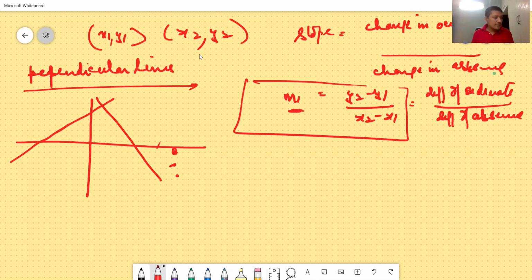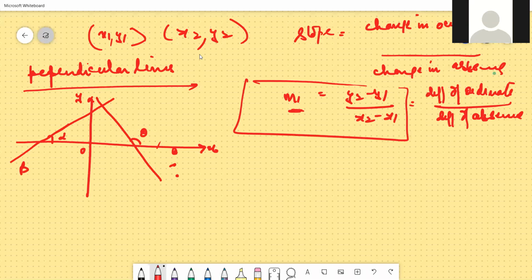For example, this one line, this second line, this y-axis, this is x-axis, this origin, right? This angle is alpha and this angle is theta. B here, C here. I hope you understand. A and this is B. And the lines are perpendicular. Okay.